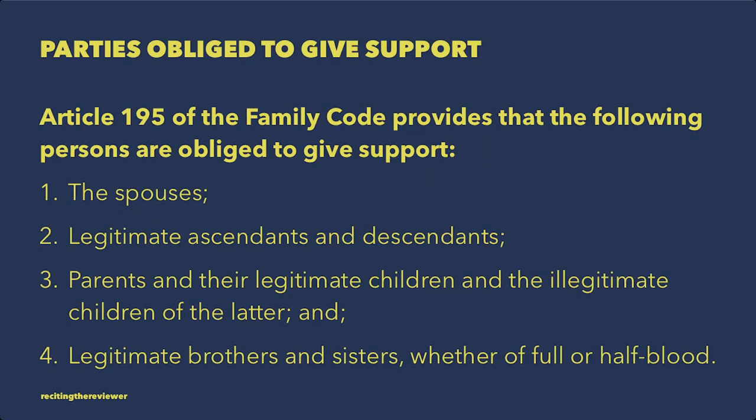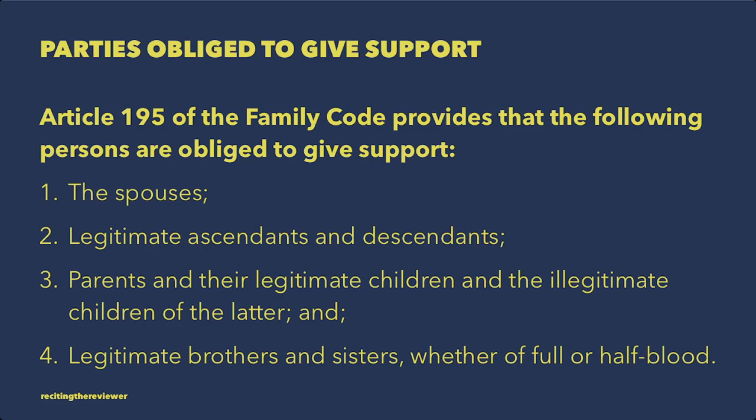So, who are the parties obliged to give support? In relation to Article 194, we will read Article 195 of the Family Code, which provides that the following persons are obliged to give support. Of course, number one are the spouses, and then second are the legitimate ascendants and descendants. Number three, parents and their legitimate children, and the illegitimate children of the latter.